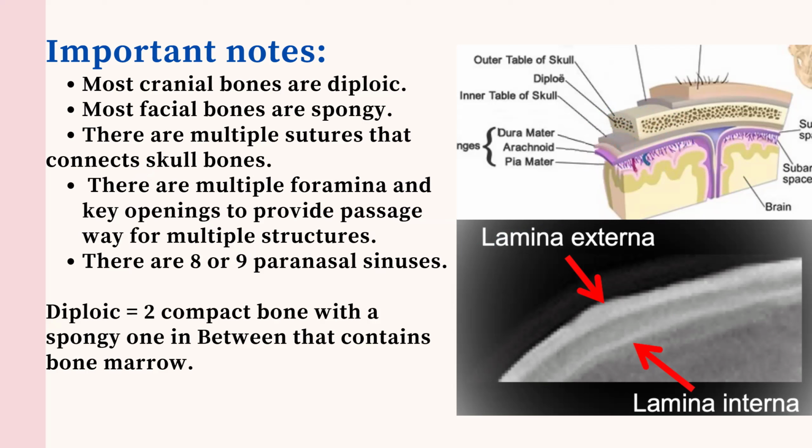We know bones are spongy or cancellous bone and compact bone. So most of the facial bones are considered spongy. There are multiple sutures that connect skull bones, as we said before. There are multiple foramina and key openings to provide passageways for multiple structures.